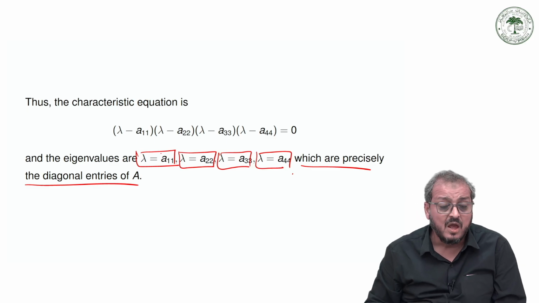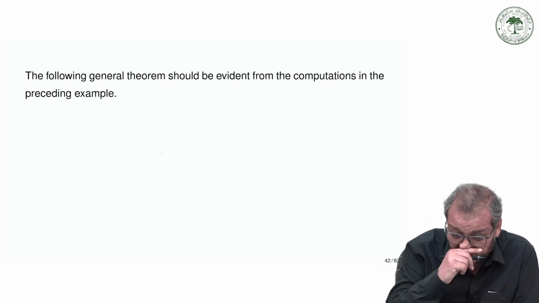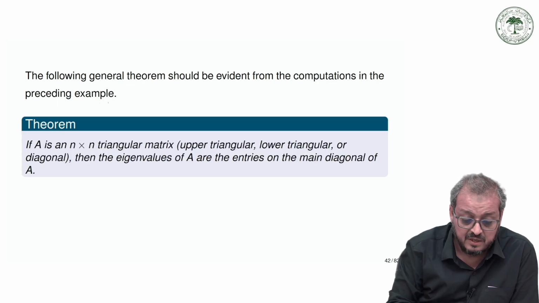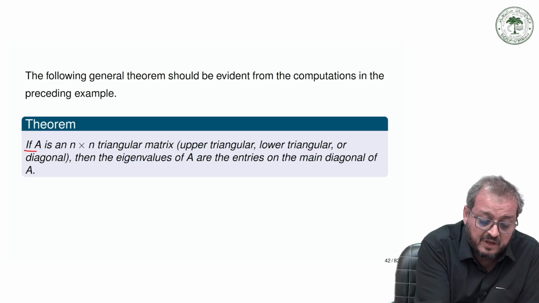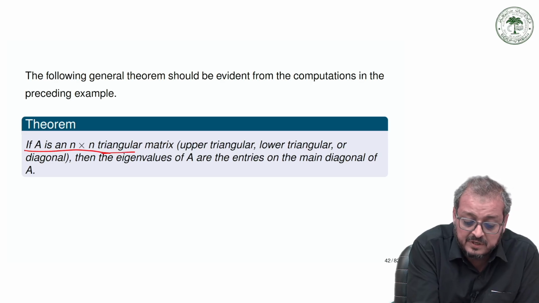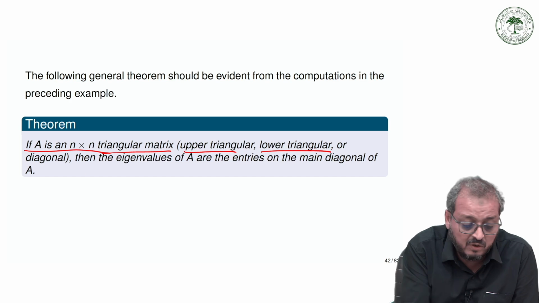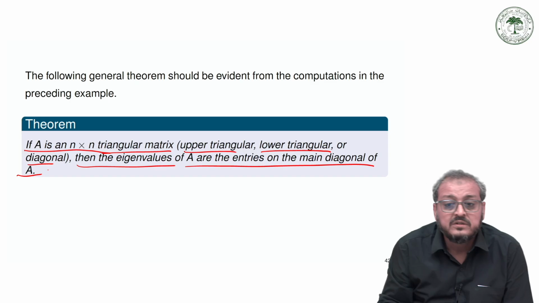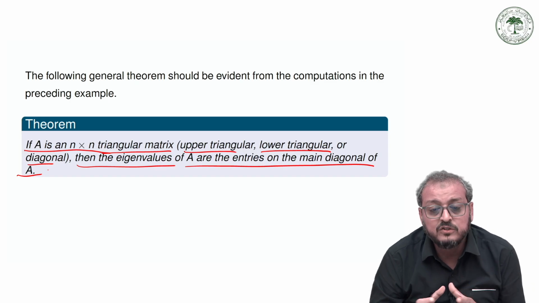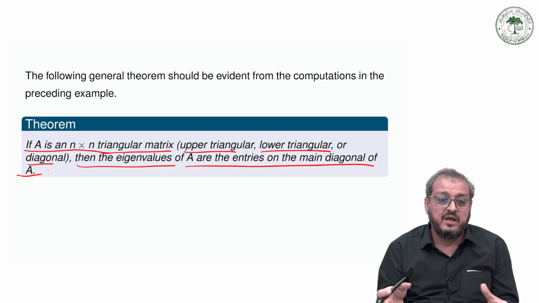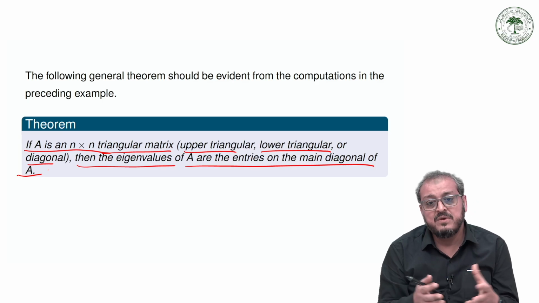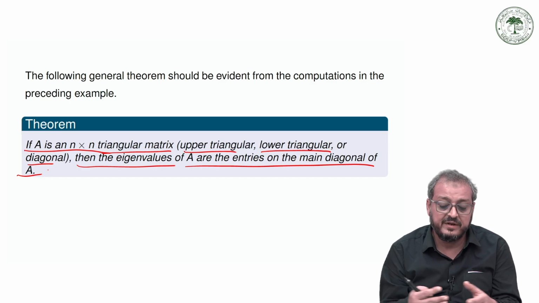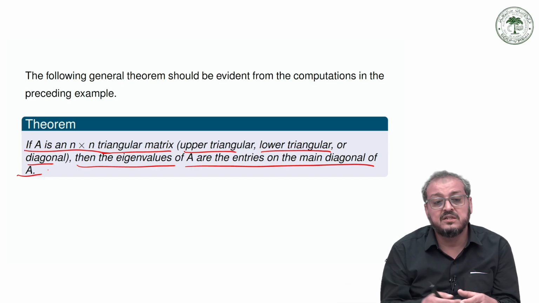Okay, the following example should make the computation in the preceding example evident. This theorem says that if A is an n by n triangular matrix, upper triangular, lower triangular, or diagonal, then the eigenvalues of A are the entries of the main diagonal of A. That means the diagonal entries of such a matrix are its eigenvalues.